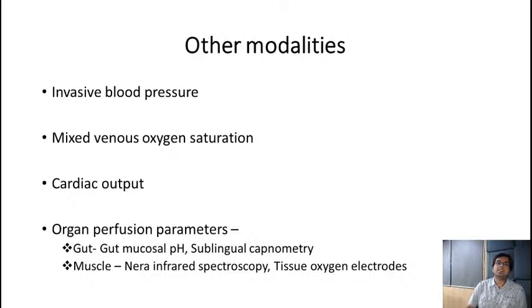Now, the various other modalities which are less used and which are more invasive include invasive blood pressure, mixed venous oxygen saturation, cardiac output, and specific organ perfusion parameters. Like for example, in the case of gut, the gut mucosal pH and the sublingual capnometry. In case of muscle, the near infrared spectroscopy and the tissue oxygen electrodes.